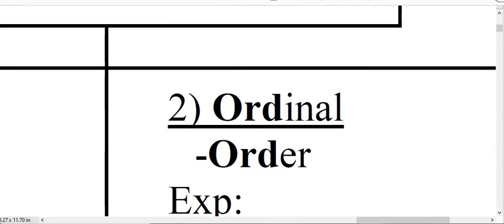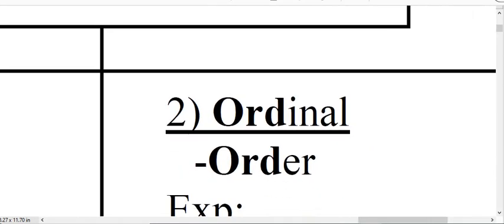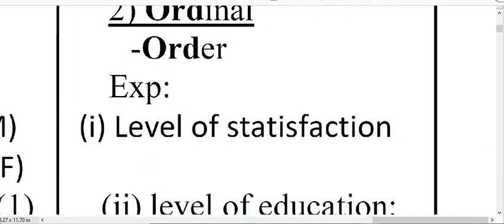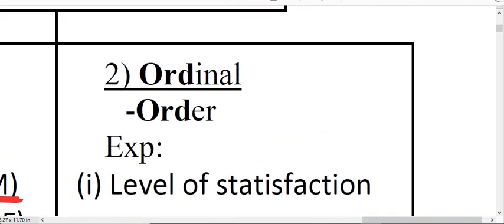The second one will be ordinal. I purposely highlight the synonym here: ordinal, so order. It must be in order, either ascending order, that is from small to big, or descending order, that is big to small. For example, level of satisfaction, like the time you fill up your questionnaire.